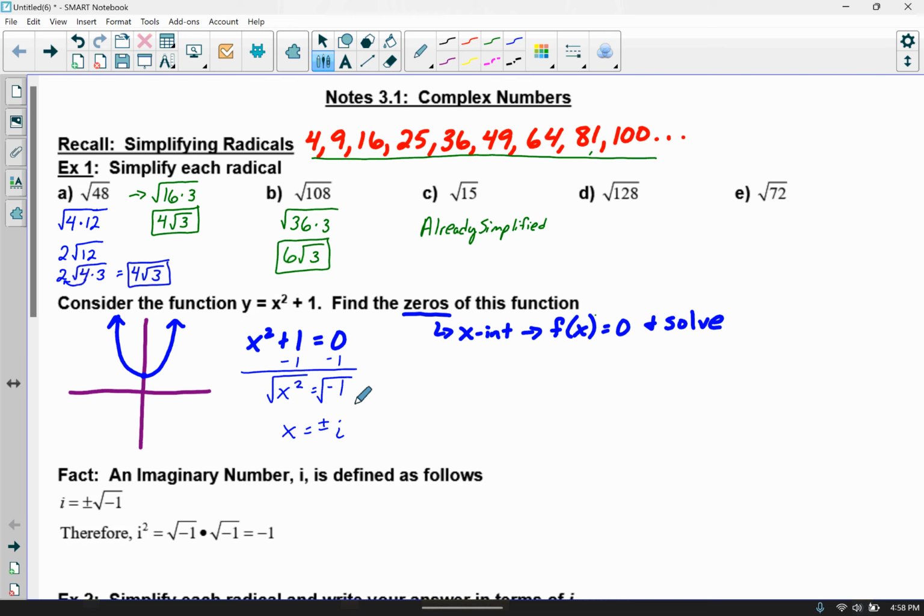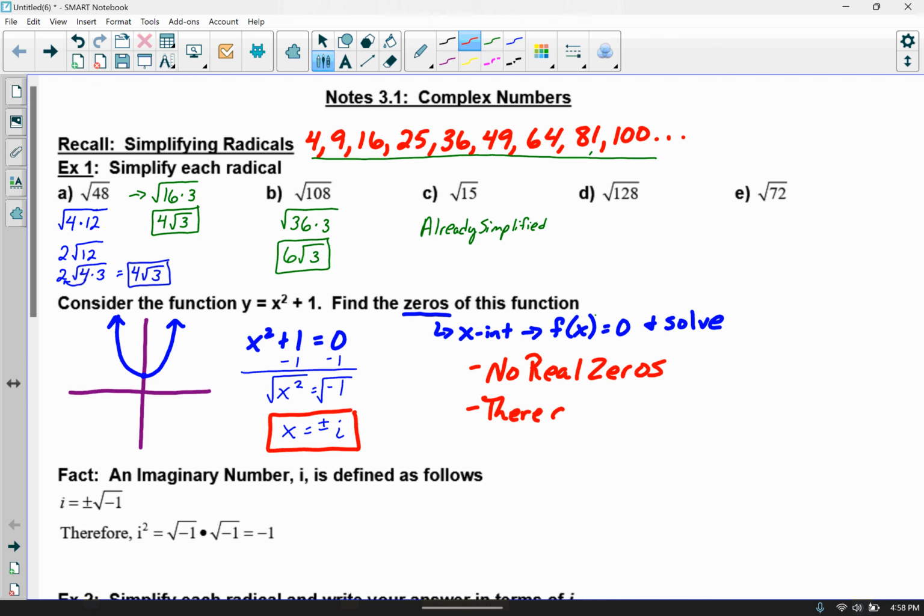And if you go back and look at your graph, this should make sense to you. Remember, your zeros are your x-intercepts. Does this graph ever cross the x-axis? It doesn't, right? So there aren't any real zeros. There are no real zeros. We can see that from the graph itself, but we also just picked up, oh yep, we got 2 imaginary zeros.